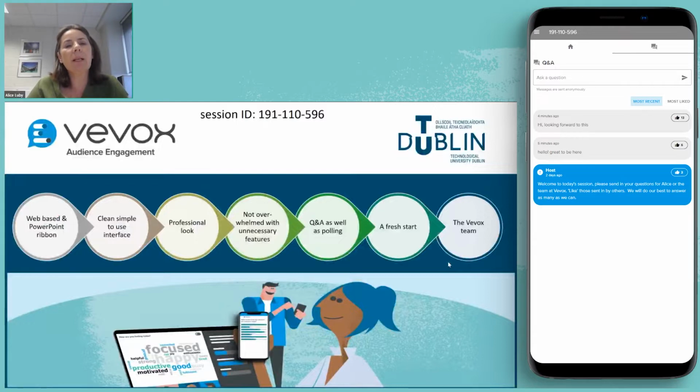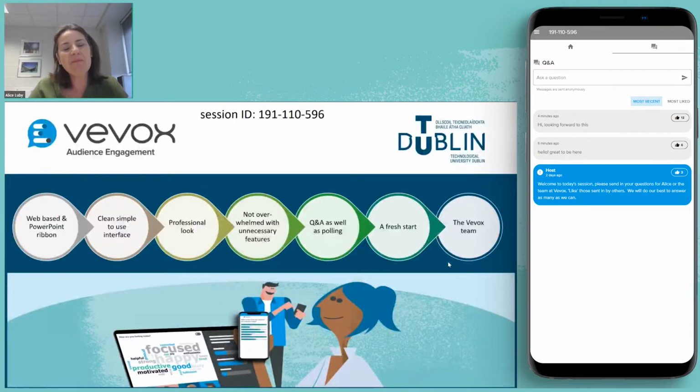Very quickly, when we evaluated Vvox, we saw that it was very clean and simple to use. The interface is very user-friendly. One of my daughters, who uses Vvox in another institution in Dublin, pointed out that she liked that it looked professional. Other products, such as Kahoot, looked quite childish, and it was what she remembered from her school days, not what she would anticipate at university. So one of the things she commended about Vvox was its professional look.